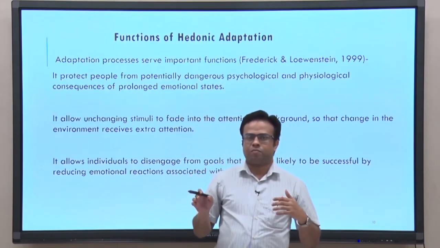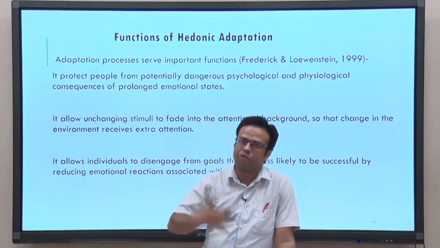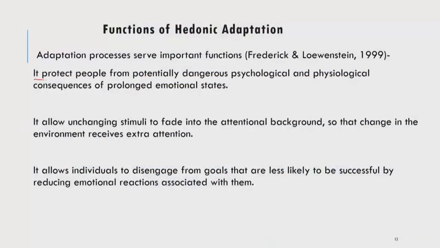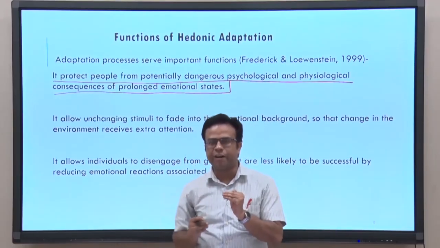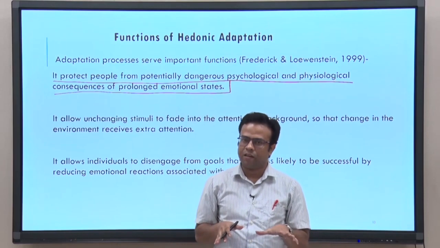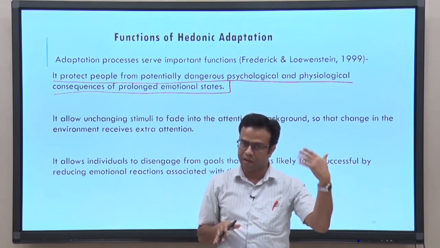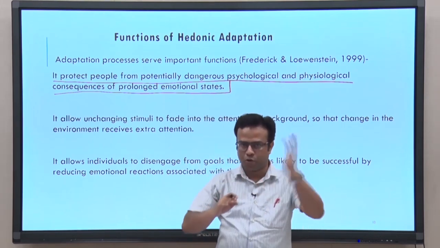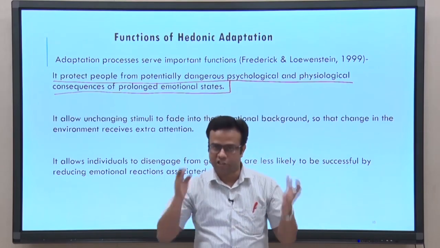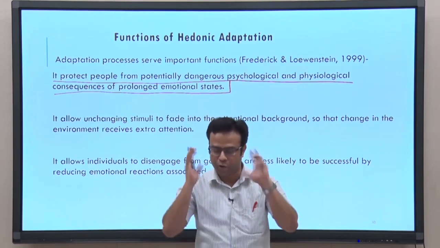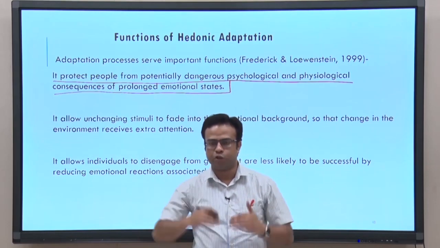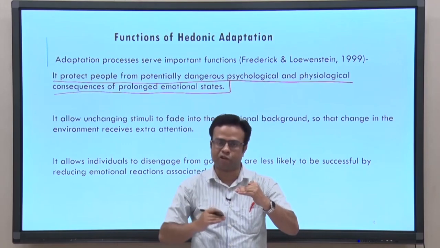Now, hedonic adaptation serves some important functions; it is important for our survival. What are these functions? Primarily, it protects people from potentially dangerous psychological and physiological consequences of a prolonged emotional state. Prolonged emotional states are very harmful for our system. We have seen in past lectures that stressful experiences and negative emotions can lead to various physical diseases and psychological disorders. So prolonged emotional states, both positive and negative, particularly negative emotions, can have dangerous consequences on our body and mind. Hedonic adaptation helps protect us: we don't experience them for a prolonged period, we come back to our natural level of emotional experience. So it protects us from the harmful effects of prolonged emotional consequences.